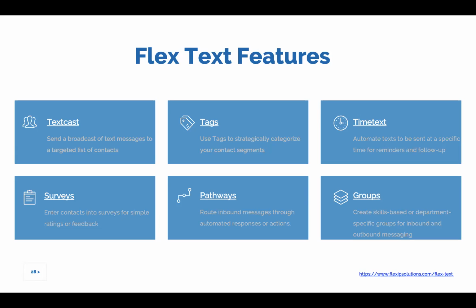Pathways are those automations. Think of it as like a menu. You can program a pathway to be a menu: press 1 for this, press 2 for that, and then give some information. So press 1 for a menu of our specials, or press 2 for hours and locations, and then it'll reply with the hours and locations or the menu, things like that.